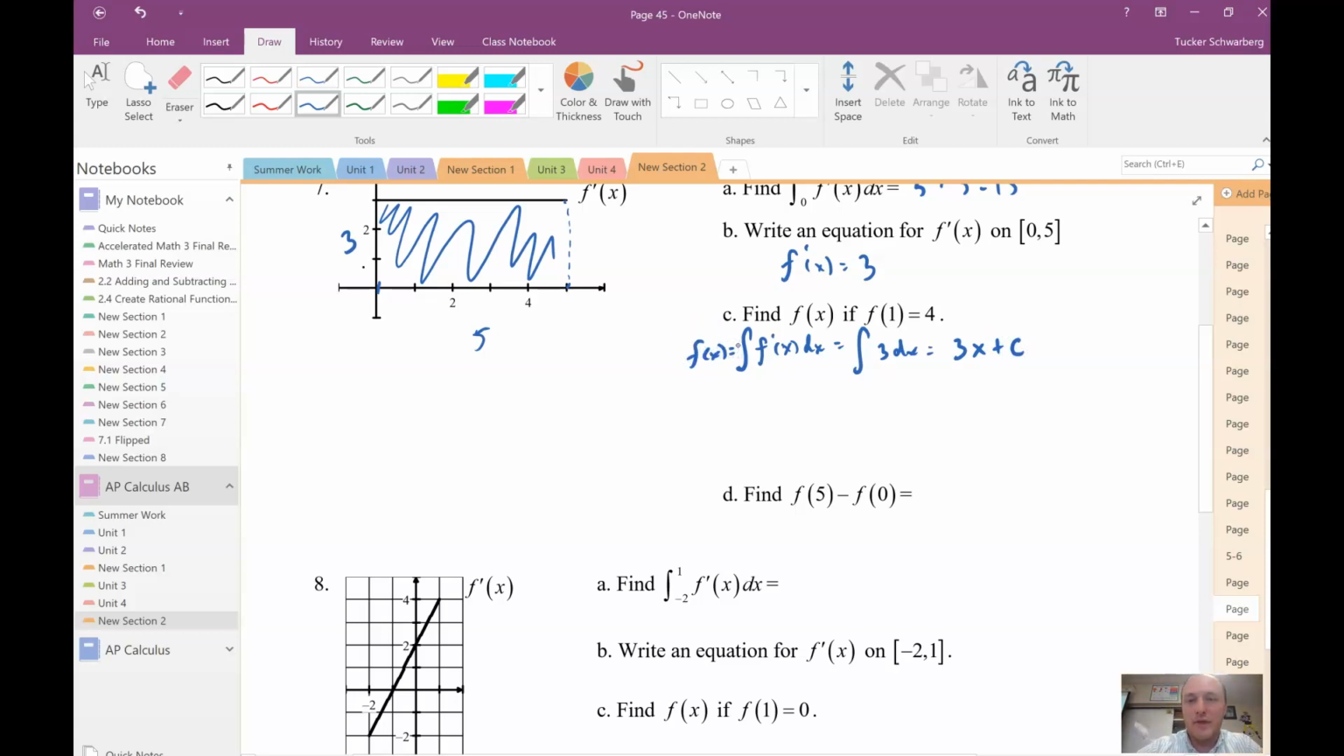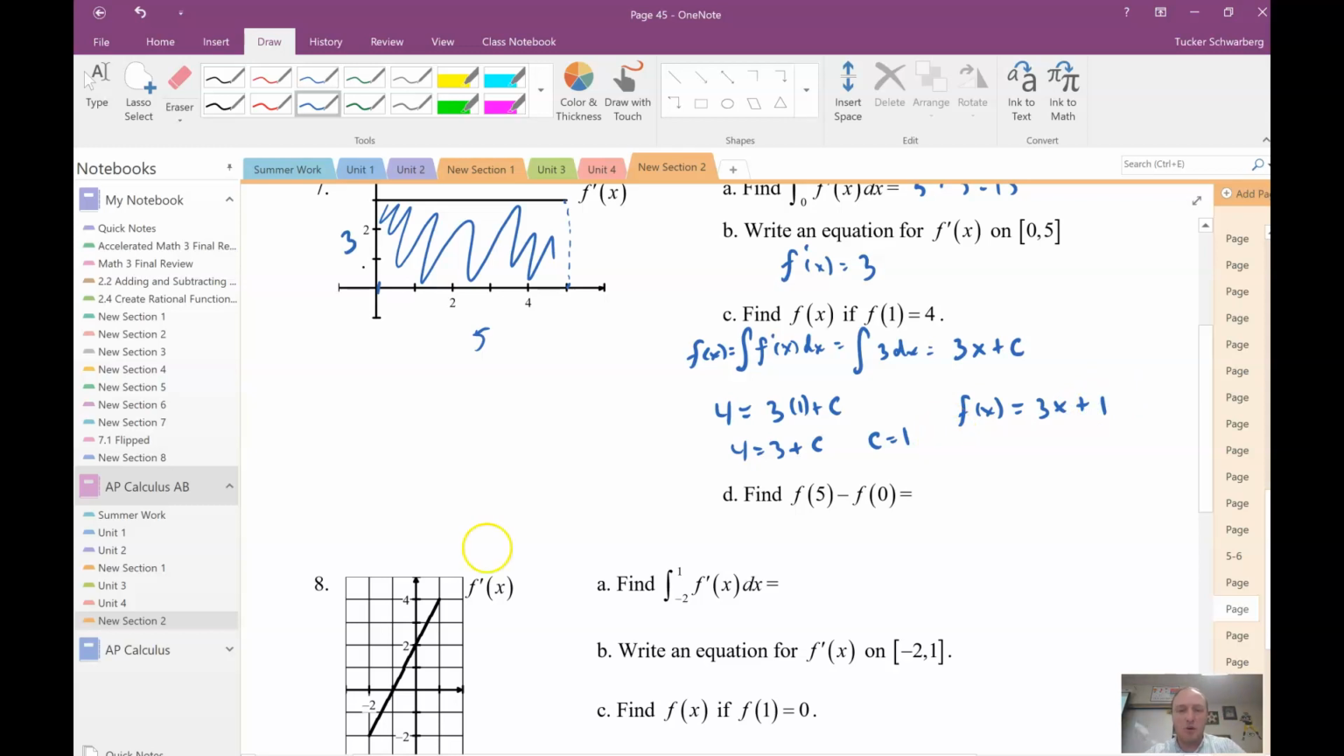So that's what f of x is equal to. I know though that f of 1 is equal to 4, so they're giving you a point. If my function 3x plus c is equal to 4 when x is 1, I can identify c. So c is equal to 1. That just means my function f of x is equal to 3x plus 1. So there's our function.